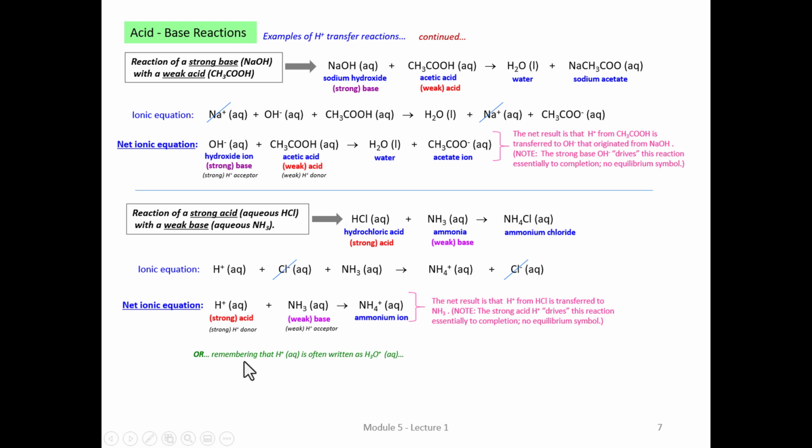Now, if we remember that H plus is often written as H3O plus, we could write the same reaction as a hydronium ion donating completely to all the ammonia molecules, H plus ions, to form the ammonium ion, and the other result would be water. When H3O plus gives away its H plus, it forms water.